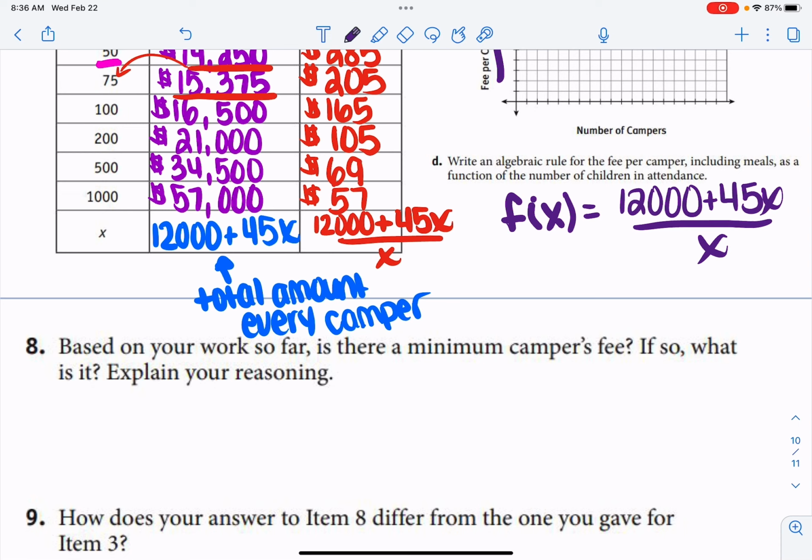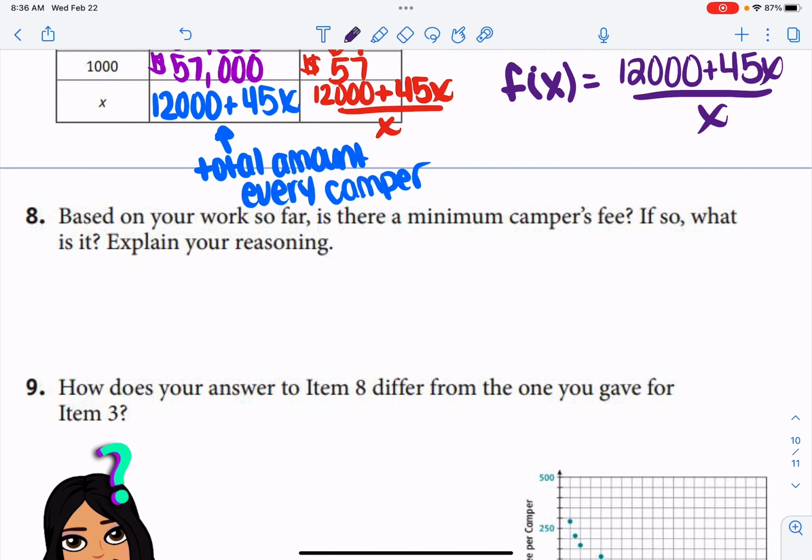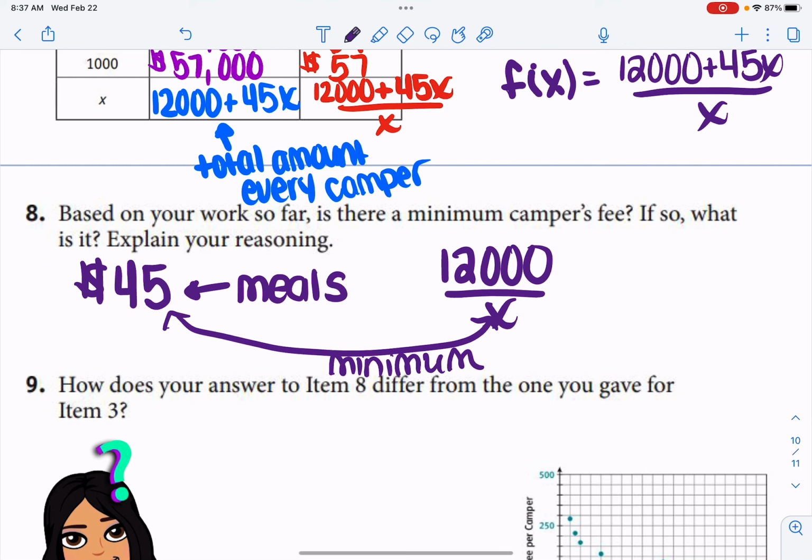So now, keeping that in mind, it says, is there a minimum camp fee? If so, what is it? Well, how much would each camper have to pay? They would have to pay $45 each for meals, and then you would also have to share the fixed cost by dividing 12,000 by the number of campers. That is how you would find your minimum. You would need to know what x is, because it changes as the number of campers changes.